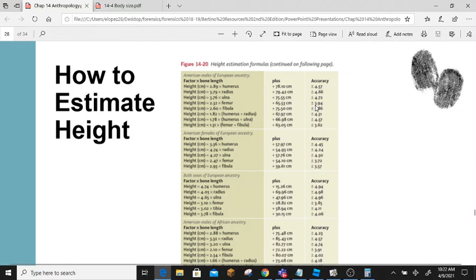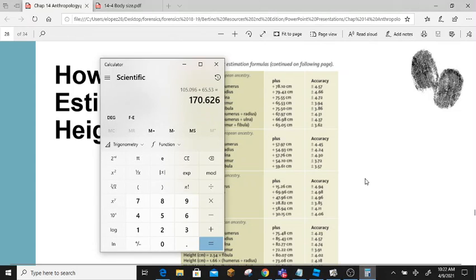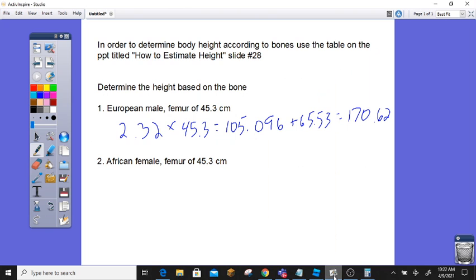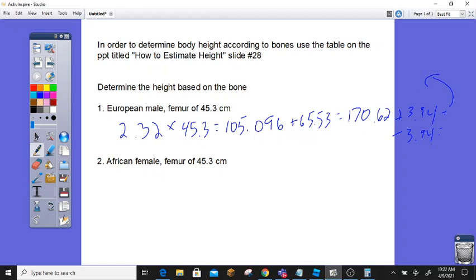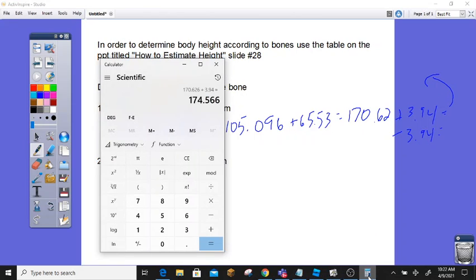And we're going to add 3.94, and we're going to subtract 3.94 from this. Plus 3.94, minus 3.94, it's going to give us an approximation. So here I'm going to add 3.94. That gives me 174.56.